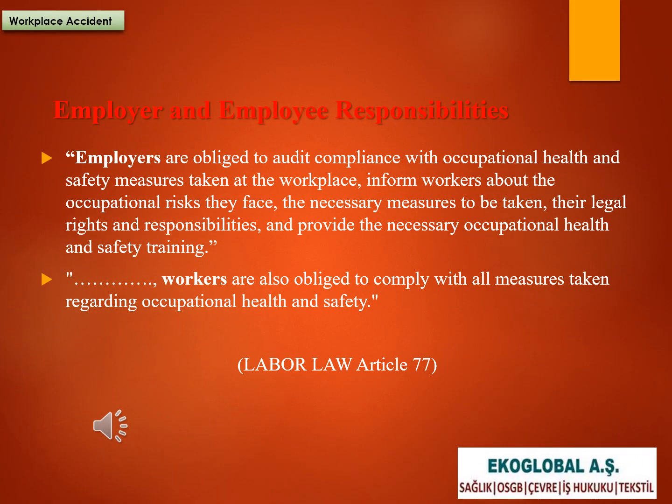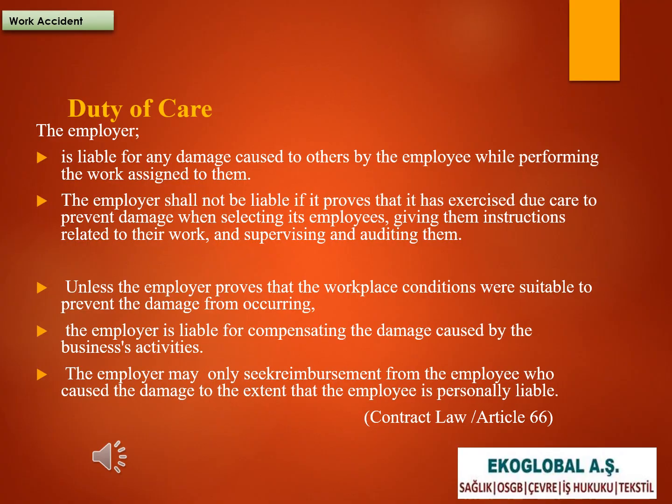Employers are obliged to audit compliance with occupational health and safety measures and to provide the necessary OHS training. The employer is liable for any damage caused to others by the employee while performing assigned work. The employer is not liable if it proves it selected employees properly, gave the necessary instructions, and supervised/audited them. Unless the employer proves workplace conditions were suitable to prevent the damage, it remains liable to compensate for damage caused by the business's activities. The employer may seek reimbursement from the employee only to the extent of the employee's personal liability.